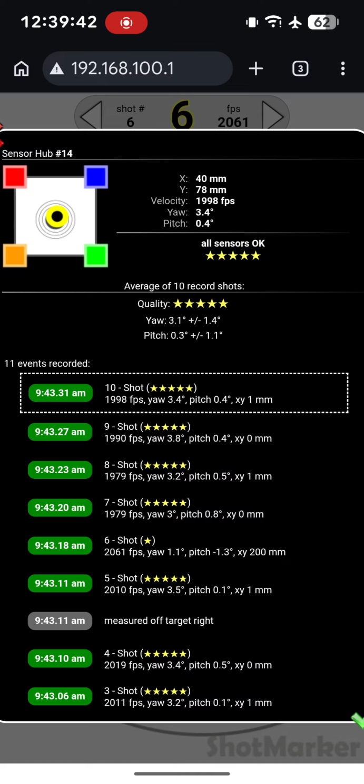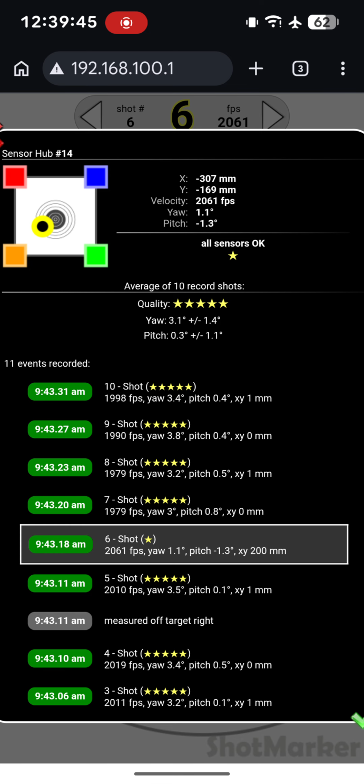So if we go to shot number 6, right here, we can immediately see that, first of all, it's got a 1-star rating. That's an extremely low level of quality. So we can see that here, the 1-star. It does look like all 4 of the sensors fired on that shot. But the other thing that's weird is the yaw angle is 1.1, which is different from the yaw angle for every other shot on here.